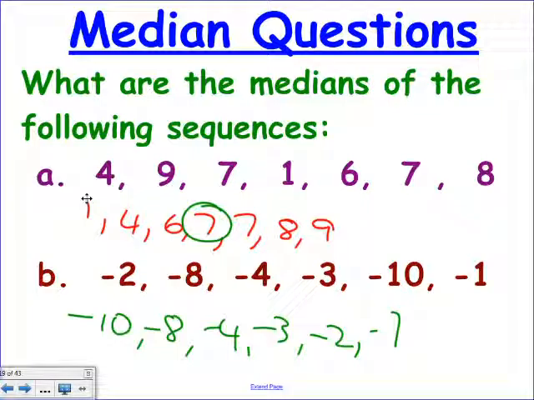How many numbers am I dealing with? 6. So where's my middle for 6? 3 and 4. Because it's an even set, there are 2 middle numbers. Okay, you'll get sick of me saying this by the end of tomorrow. So how do I work out what my median is? Add them together. So minus 4 plus minus 3 is minus 7. Divide by 2. Minus 3.5. Everybody get that? Yeah? Quite straightforward.